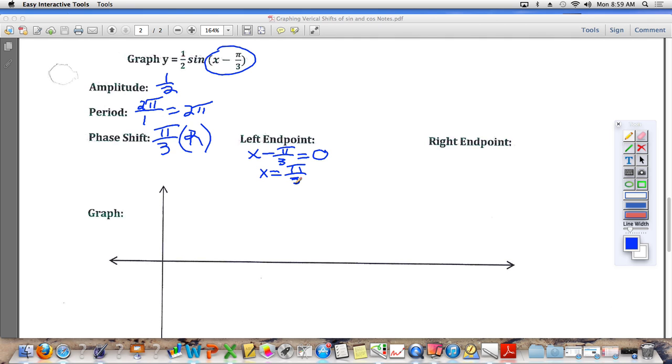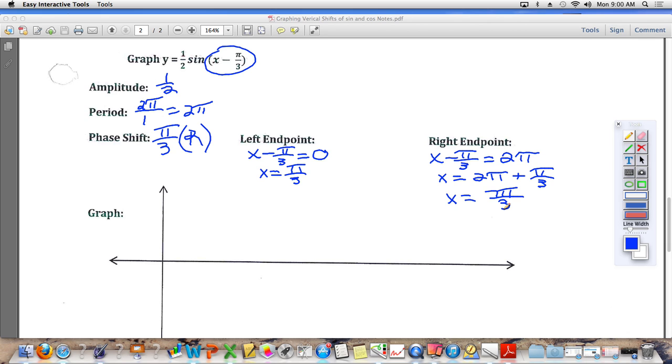Over here, you're going to take x minus pi over 3. What do you put it equal to? 2 pi. So x is equal to 2 pi plus pi over 3. So what you need to do here, ignore the pi's for a minute. Add together 2 plus 1/3. Give me a nice fraction back as your answer. What is 2 plus 1/3? 7/3. So you're going to end up with an x value, an end value of 7 pi over 3.